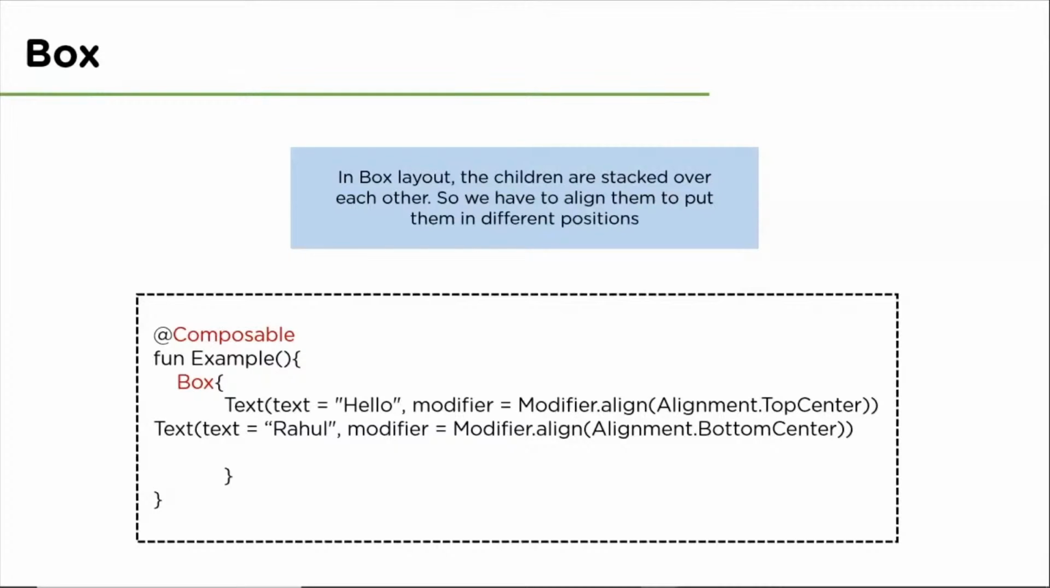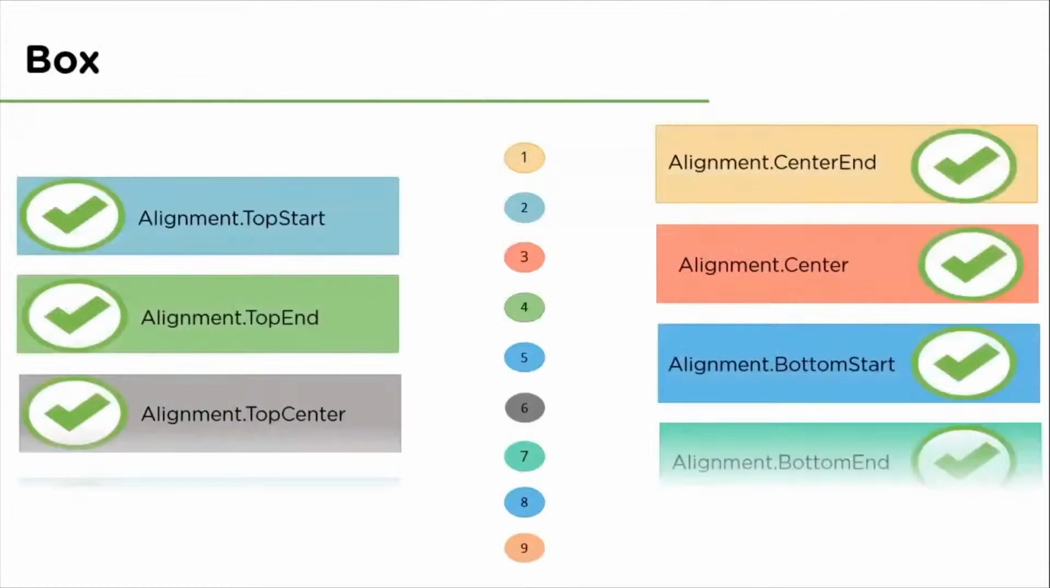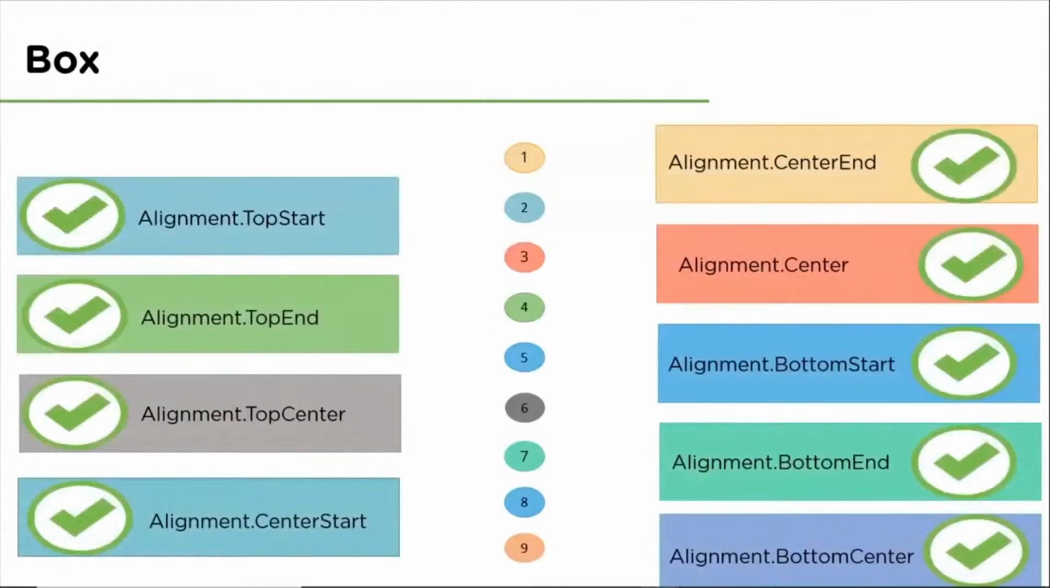There are a total of 9 alignment options. Let's have a look at them. First 3 are Alignment.TopStart, Alignment.TopEnd, Alignment.TopCenter. Here, Alignment.TopStart will align the user interface to the top left corner. TopEnd will align at the top right corner, and TopCenter will align at the top center position.